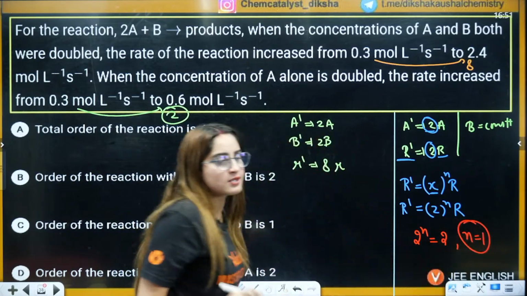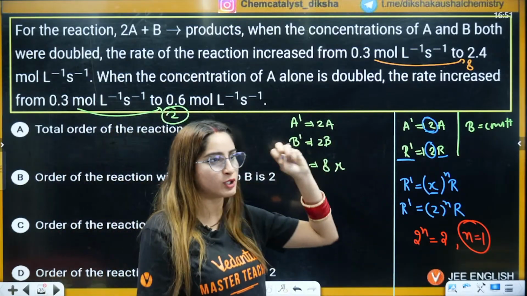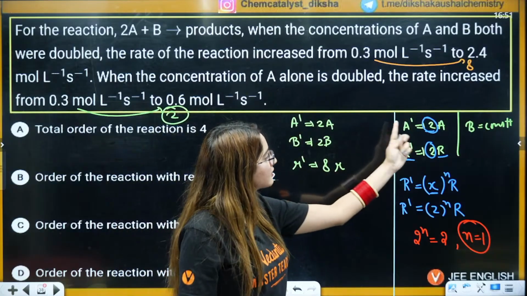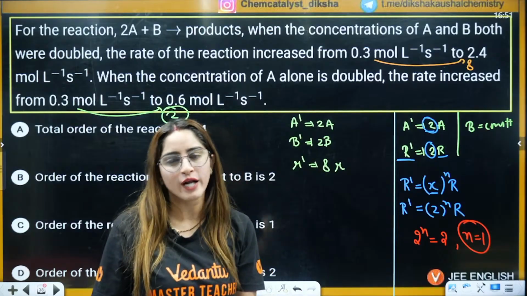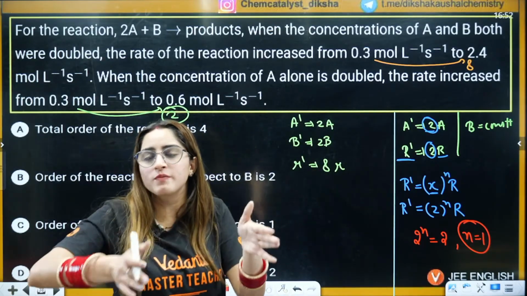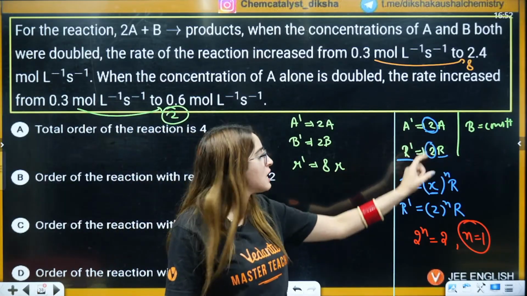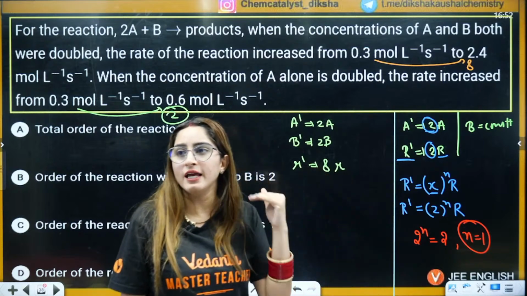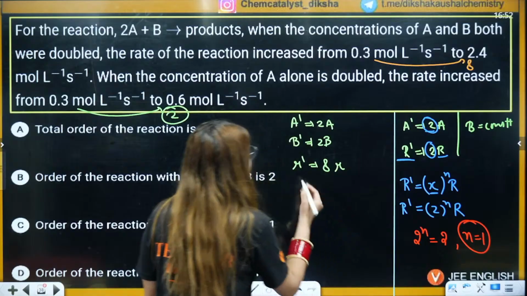This is for those students who are not able to visualize this only by seeing that, okay, if A dash is increasing and R dash is doubling, then the order should be 1. Directly also you will be able to understand this. But if the question becomes tough, let's say they have written it is becoming 8 times, 10 times, then this method you can answer very easily. So here, with respect to A it is 1.